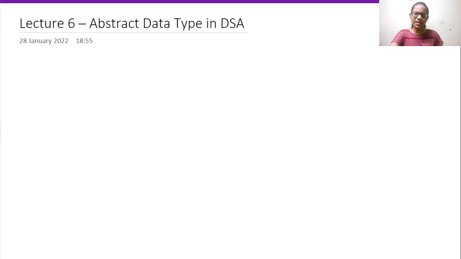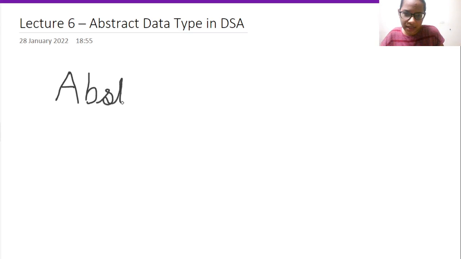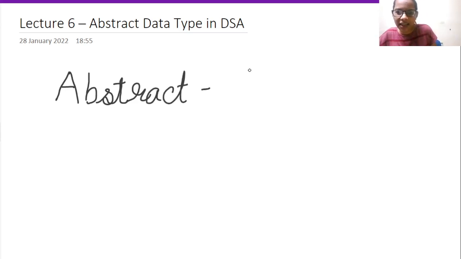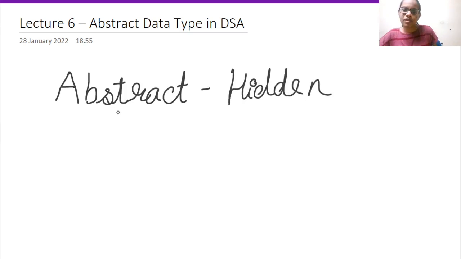So what is abstract data type, or what is actually abstract over here? Let us see what is abstract. If you have learned any object-oriented programming language, let us say Java, then you may know the meaning of abstract. But over here, the meaning of abstract is hidden. So something which is abstract is hidden.